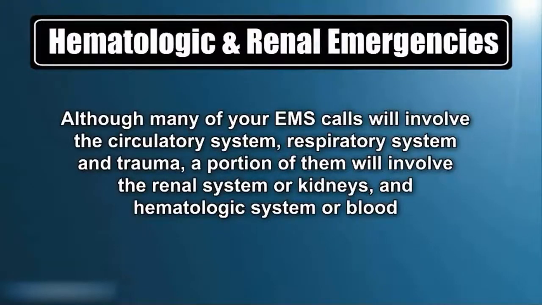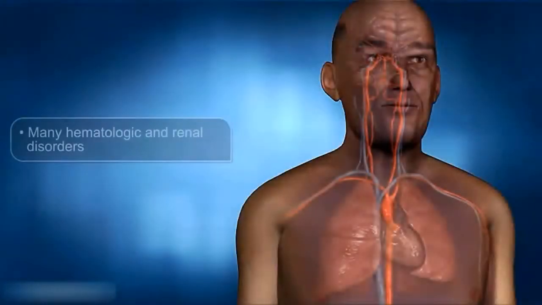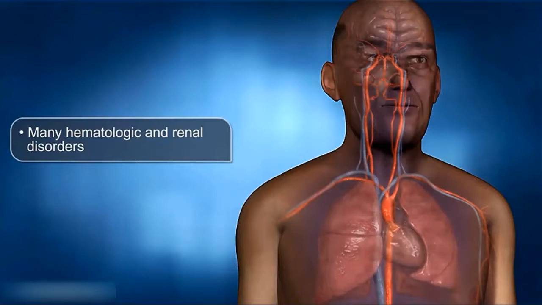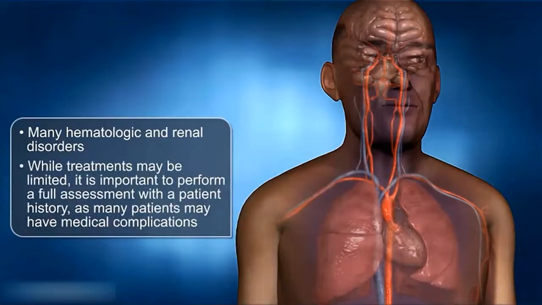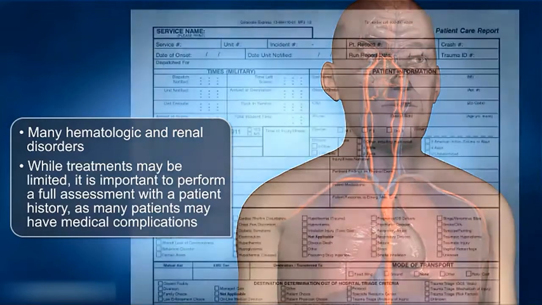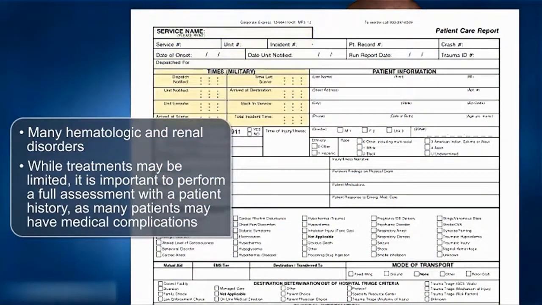Although many of your EMS calls will involve the circulatory system, respiratory system, and trauma, a portion of them will involve the renal system or kidneys and hematologic system or blood. There are many hematologic and renal disorders in which a patient will require your assistance. While your treatments for these conditions may be limited, it is important to perform a full assessment with a patient history, as many of these patients may have additional medical complications.